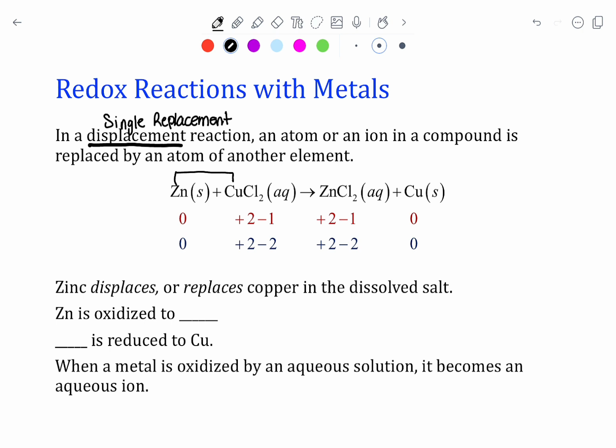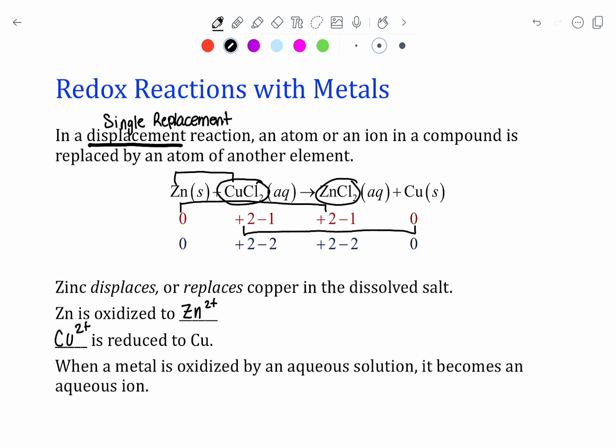Okay, zinc goes from a 0 to a +2. So it was oxidized to zinc 2+. And copper went from +2 to 0, meaning it gained electrons and was reduced. So it went from copper 2 plus and was reduced to copper. So we can see that zinc displaces or replaces copper in the chloride salt. So it literally went from copper chloride to zinc chloride.